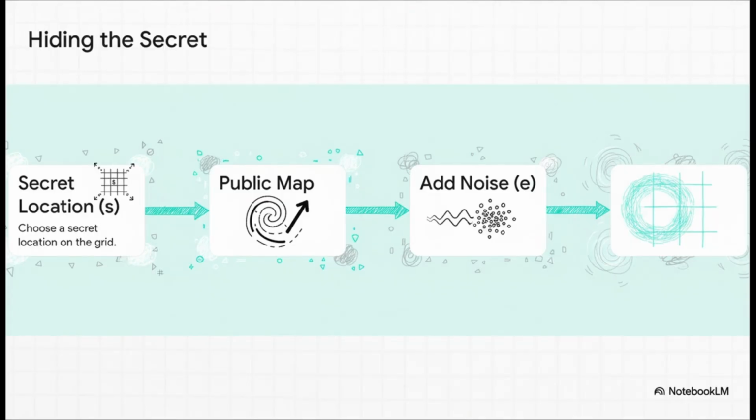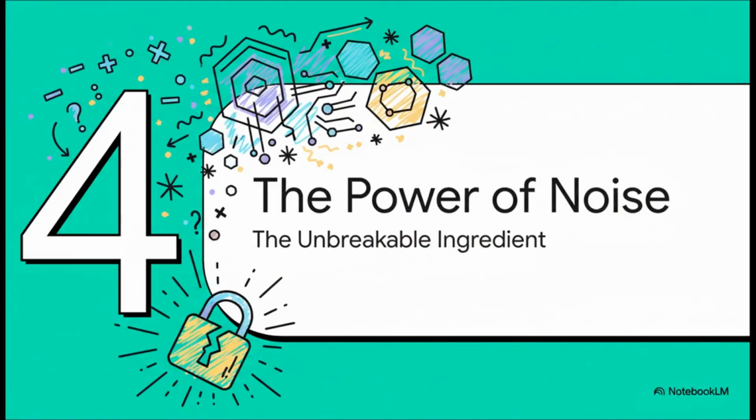So how do you use this to hide a secret? It's pretty cool. First, you pick a secret spot on this giant grid. Then you use a public map to figure out where you're going. But, and here's the brilliant part, you deliberately add a tiny random bit of noise, a little error. This shoves your final location just a little bit off the perfect grid lines, creating a public key that's intentionally fuzzy.